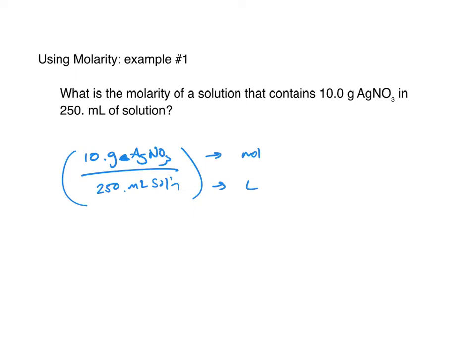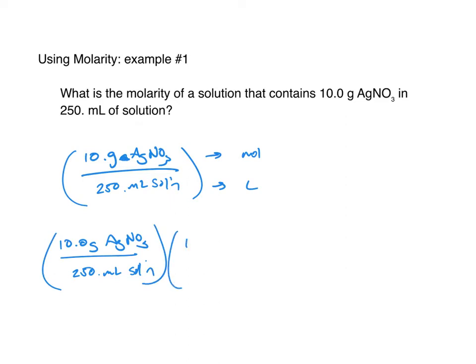For me, I like to set it up all at once and do it in one big conversion factor, one big dimensional analysis. You can separate it and then divide. It's up to you, but I do it this way. So 10 grams of AgNO3 per 250 milliliters of solution. The easiest one to do right now is to change the milliliters to liters. I know that there's 10 to the third milliliters in every 1 liter of solution. So the milliliters cancel, and now I'm in units of grams of AgNO3 per liter of solution.